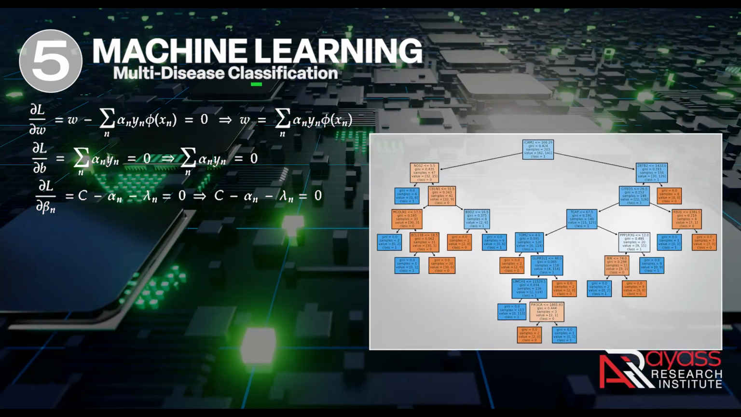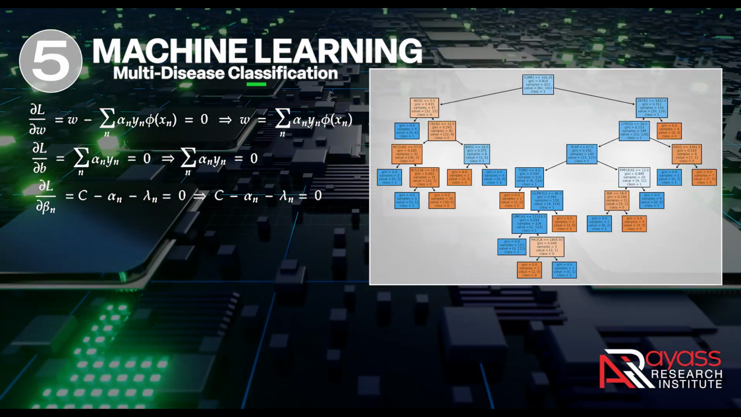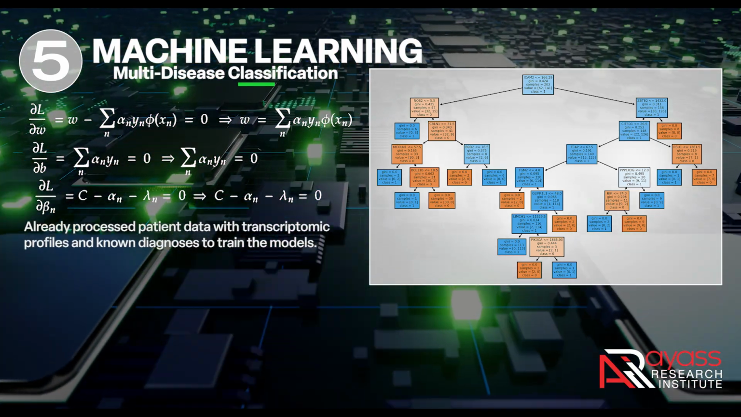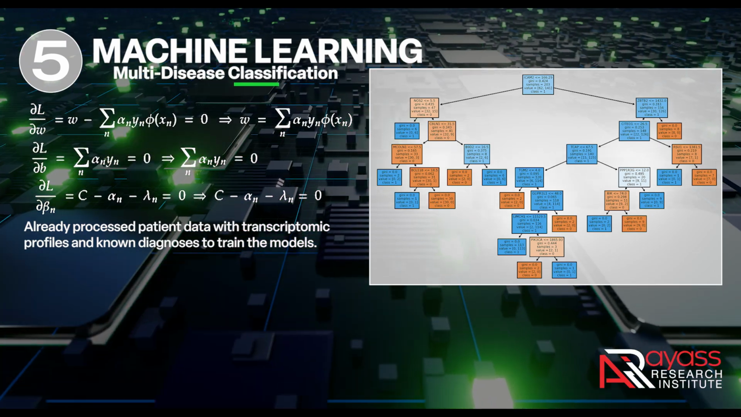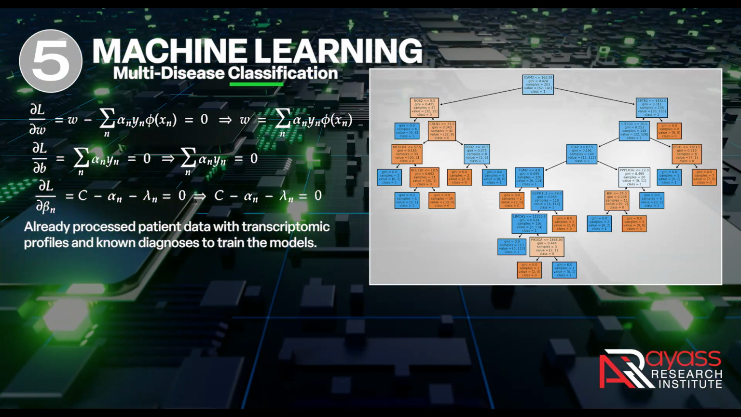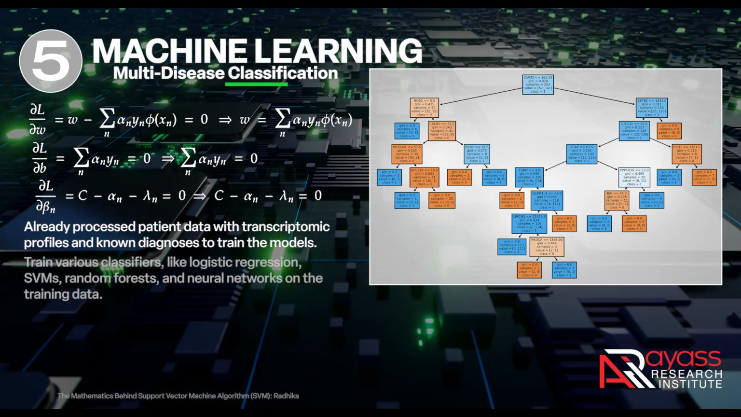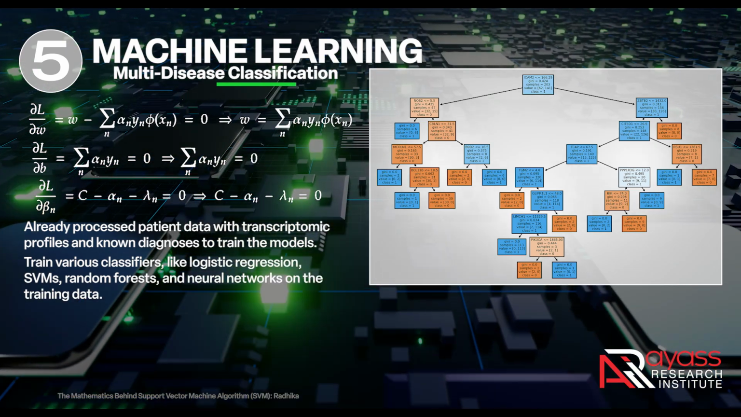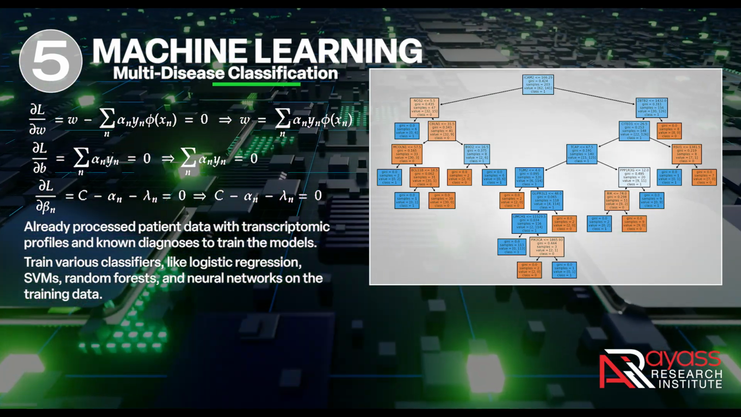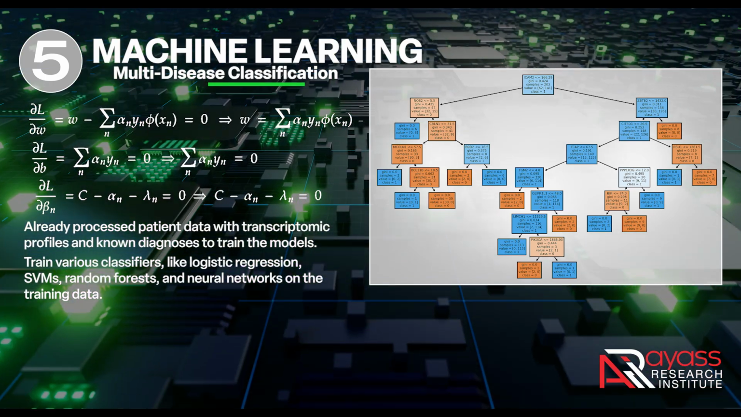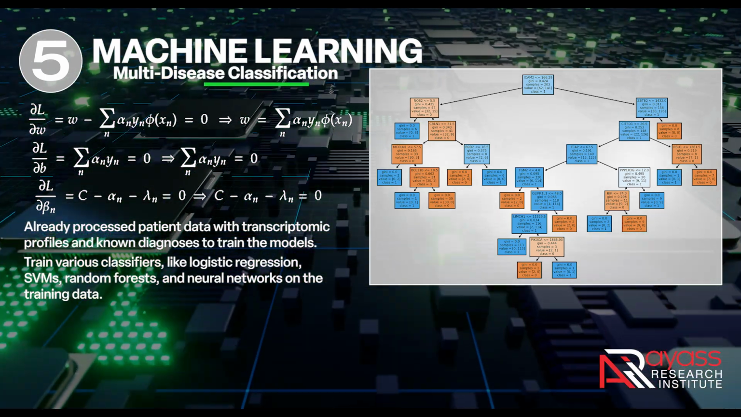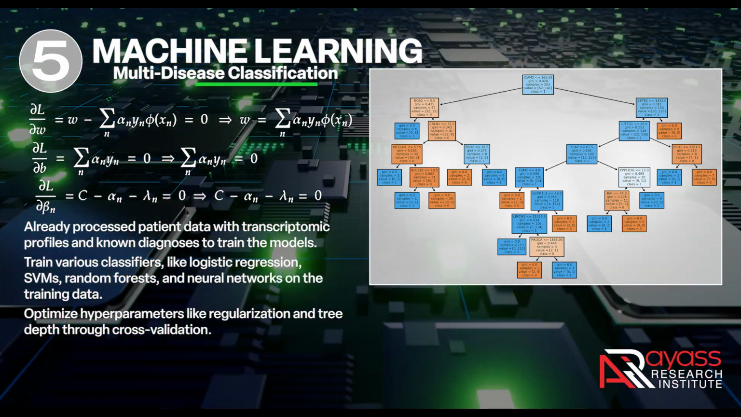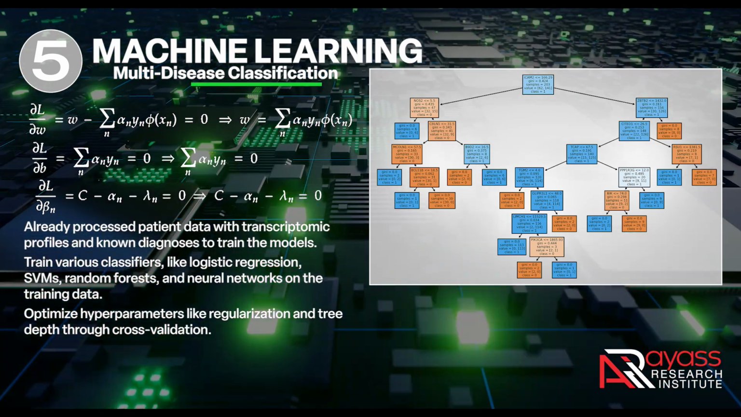Machine learning provides a powerful data-driven approach for classifying multiple diseases from transcriptomic data. First, we took the already processed patient data with transcriptomic profiles and known diagnoses to train the models. Then we trained various classifiers like logistic regression, SVMs, random forests, and neural networks on the training data. Ensemble methods that combine multiple basic models can improve robustness. We optimize hyperparameters like regularization and tree depth through cross-validation.